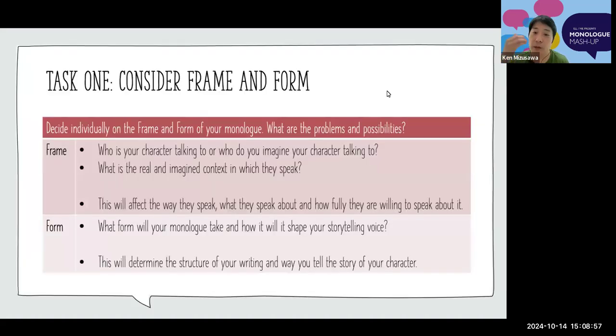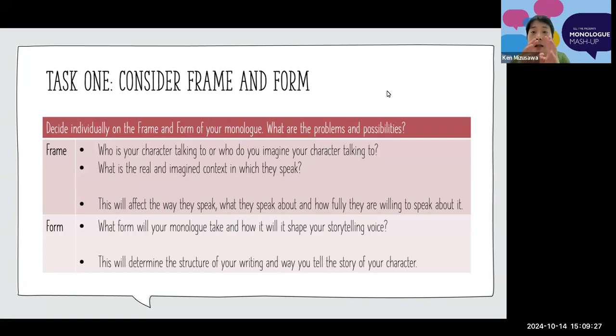All right, so your first task before you even properly write your monologue is to make a decision, okay? Decide individually on the frame and form of your monologue. What are the problems and possibilities that are going to emerge because of the frame and the form you intend to use? Okay, so first of all, let me explain to you frame.